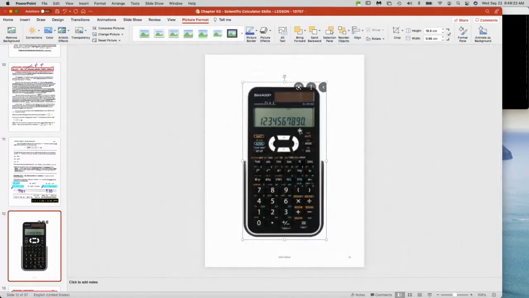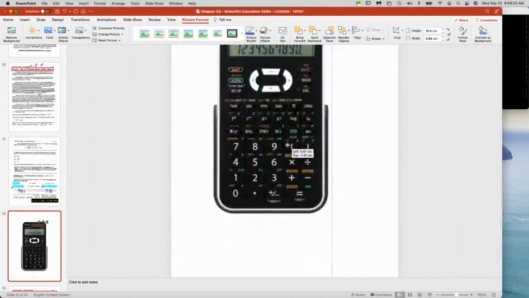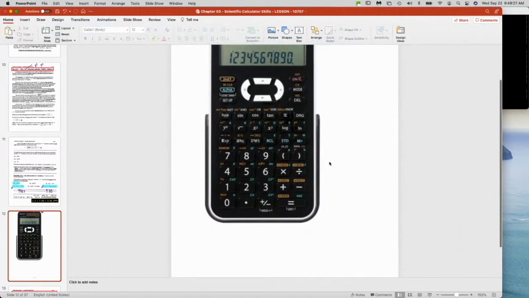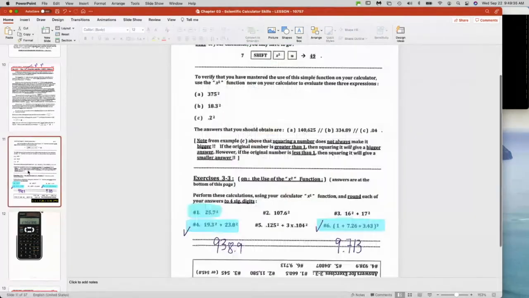This is a good one. So on your calculator, you have the brackets. So what you're going to type is this part out here, the inside part, bracket 1 plus 726 divided by 343, bracket. Just type everything without the squared.